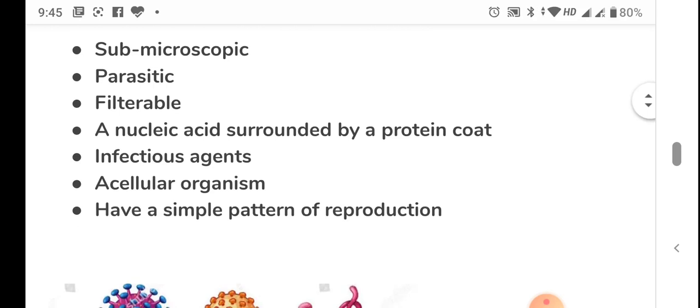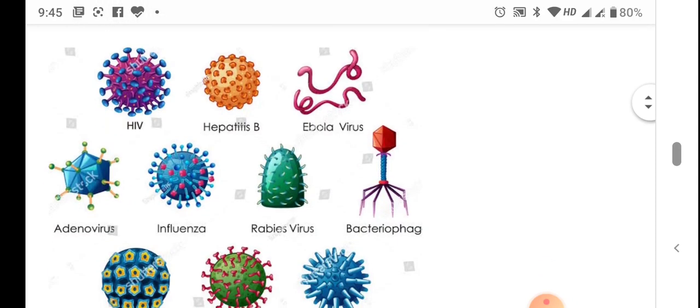And they are acellular organisms. They do not have a cell. They do not have the features of a cell. They do not have a cytoplasm, cell wall or cell membrane. Sometimes there will be an outer membrane, but we cannot compare that membrane with the cell membrane. For certain viruses there will be a membrane outside, and most often this membrane is acquired from the host cell itself. They have a simple pattern of reproduction, and they have different types of morphology for different viruses.